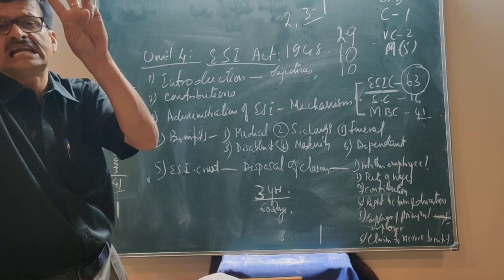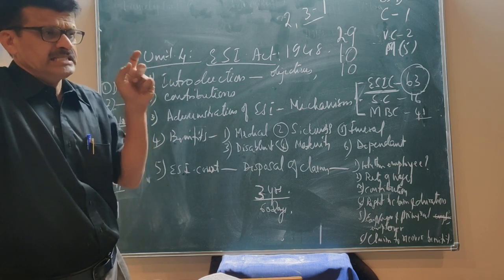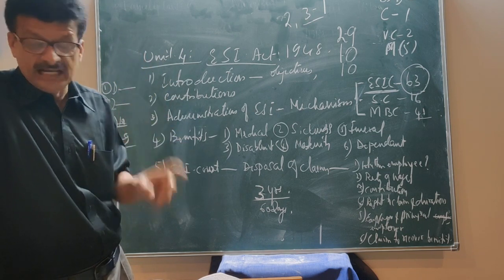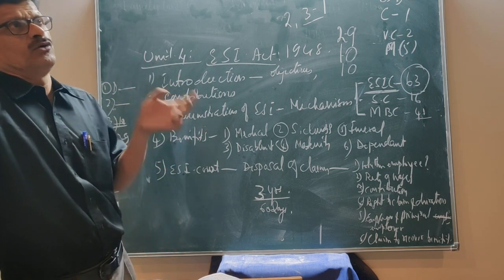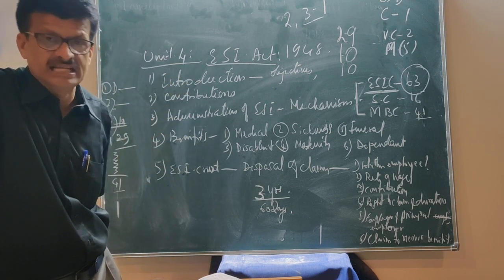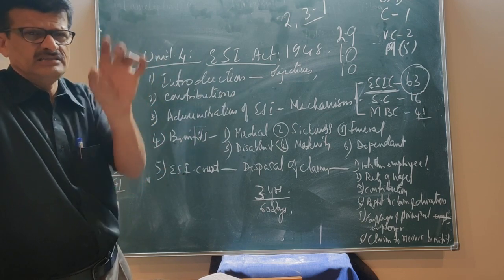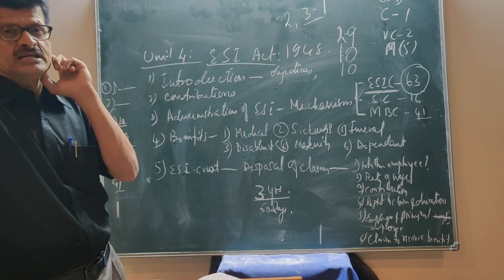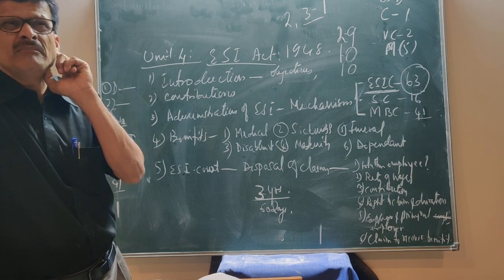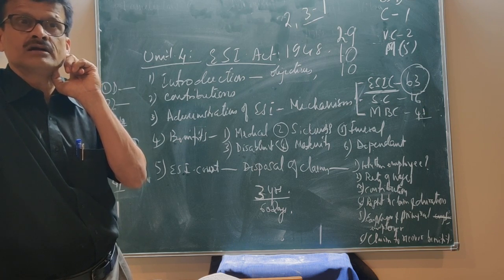There are three categories of dependent. Dependent means any class of the following relatives who are dependent, either wholly or in part, at the time of the employee's death. Namely, first category, as I said, I'll just state one. First category, widow, minor legitimate son or adopted, unmarried legitimate daughter.